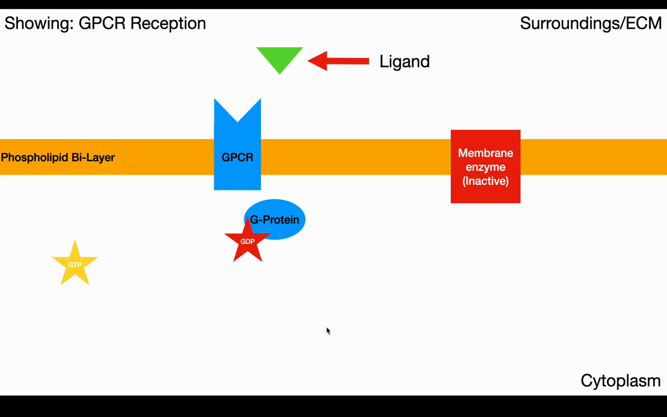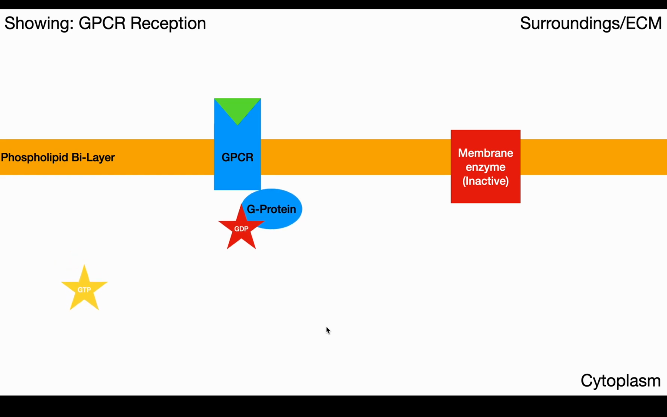We start with a ligand binding to the receptor. What that's going to do is change the shape of that receptor, and it's going to attract a G protein. So the G protein binds, right? It has GDP on it, so it's going to swap with GTP. This is more energetic. You can kind of think of this like ATP. It swaps that low energy GDP for the higher energy GTP.